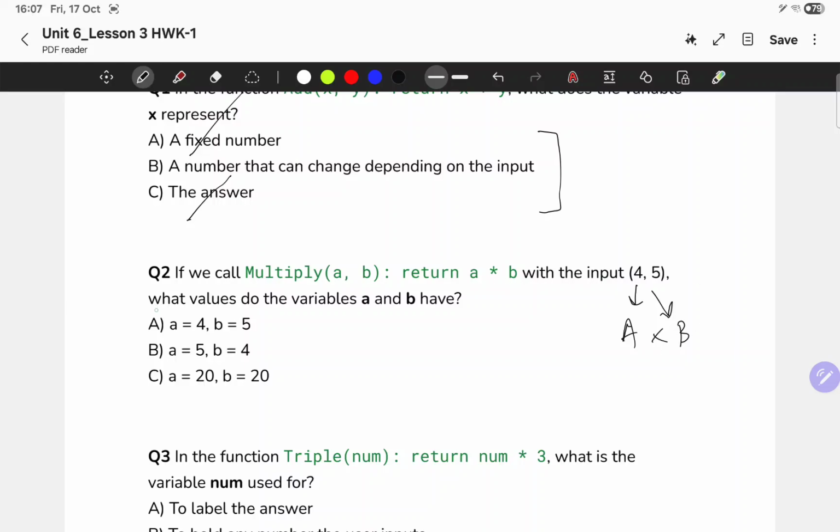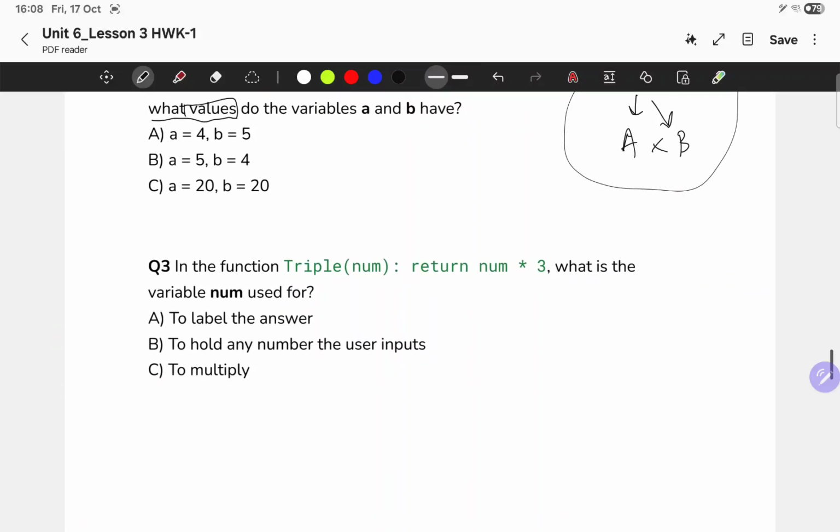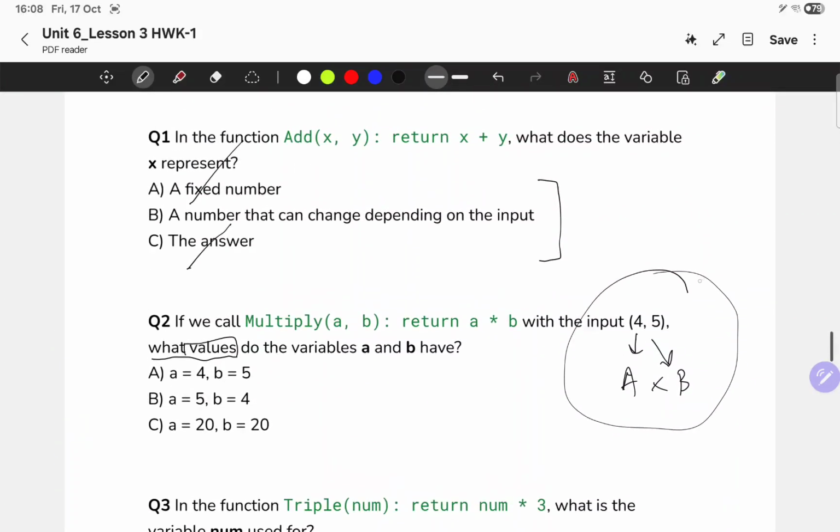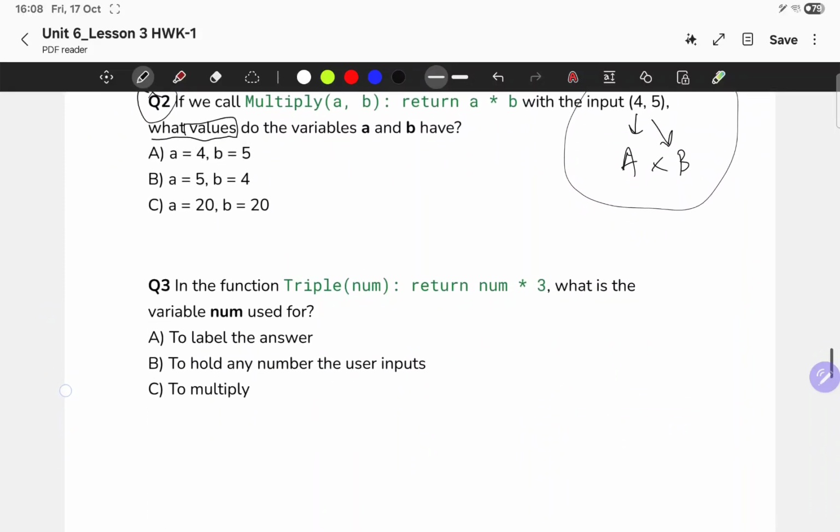But, oh, actually, no, the question is asking something else. Take a look at this. What values do the variables A and B have? And I've already broken it down for you right there, so it should be quite obvious. Good. And actually, this would be a really good time. If you did this one first, then Q1 would make a lot more sense.